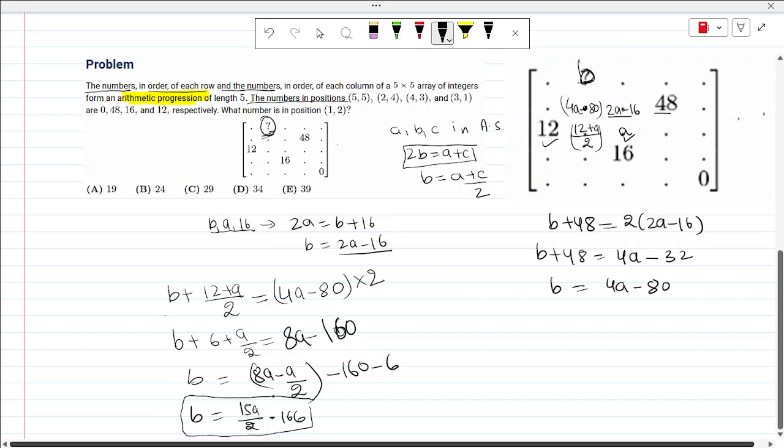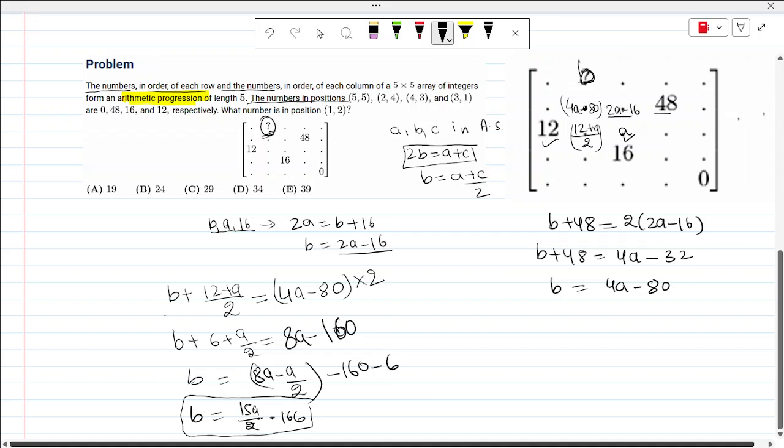Okay, so obviously we want a positive integer number. So 15a by 2 should be greater than 166, right? So a should be an even number, so it will become an integer. If we write 20, it becomes 150. If we write 30, it becomes 300.